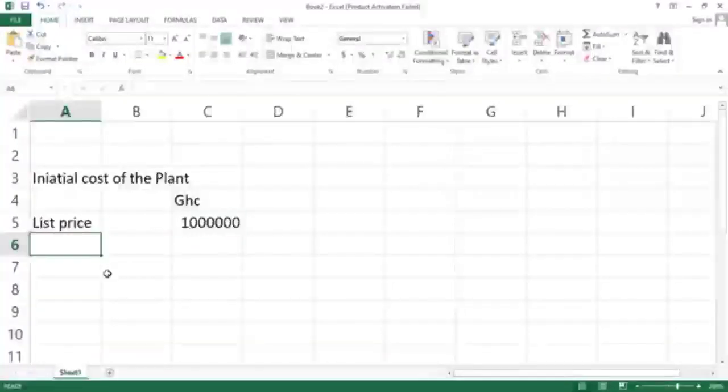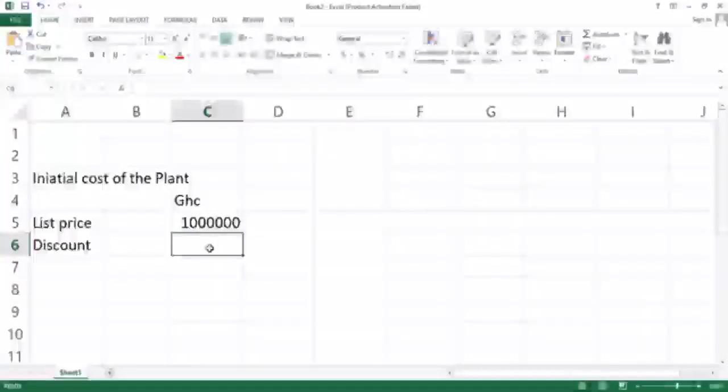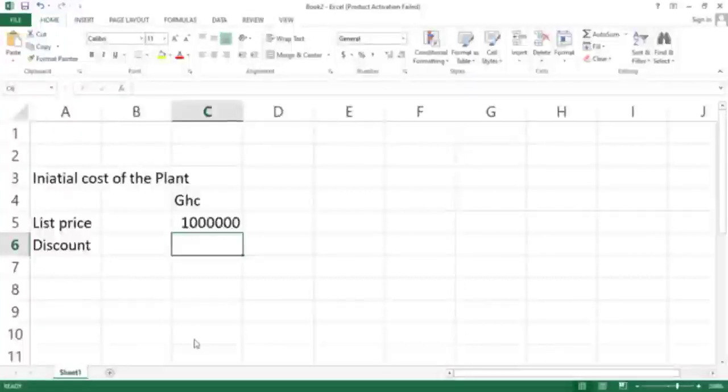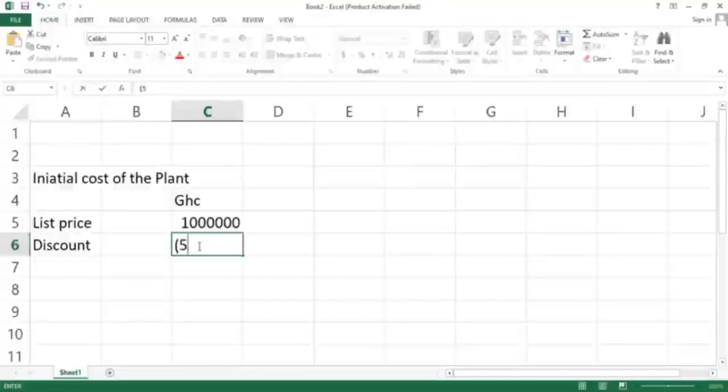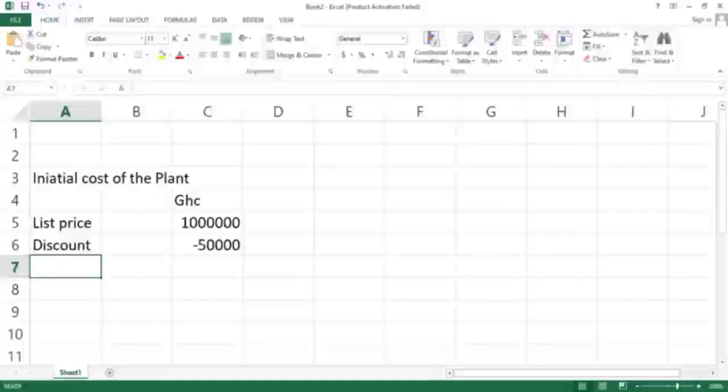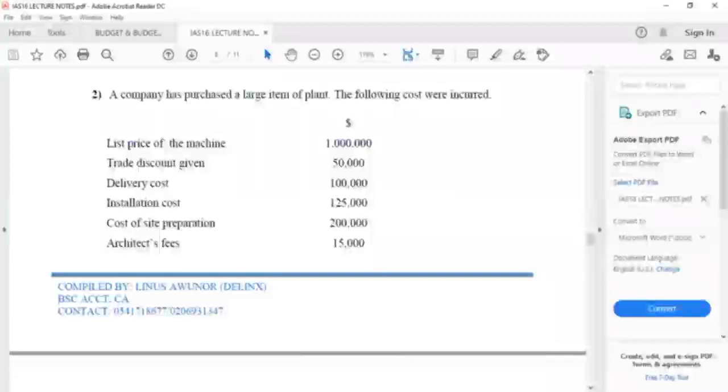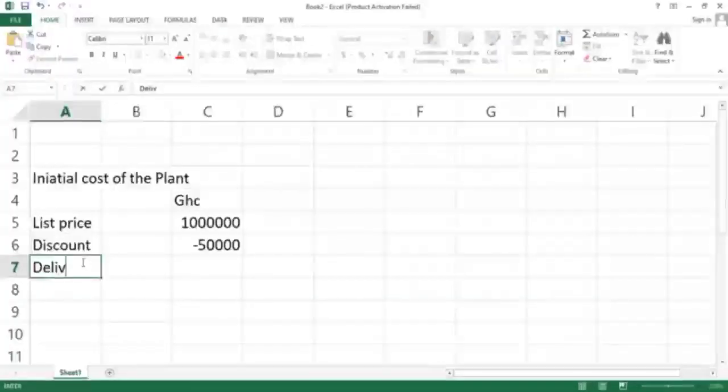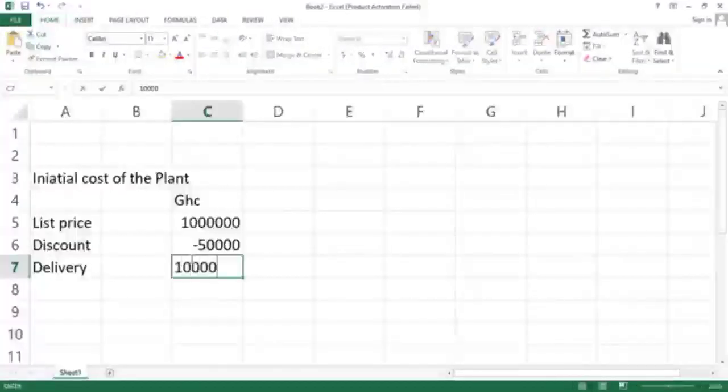What is the next? Discount. We less the discount. How much is the discount? 50,000. So you less the discount of 50,000. Okay, what will be the other costs? What about delivery costs? Delivery cost is 100,000. So you have delivery cost of 100,000.